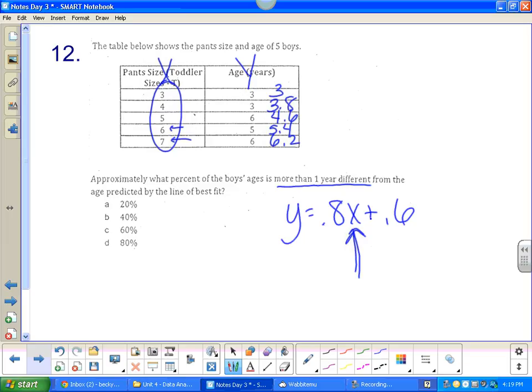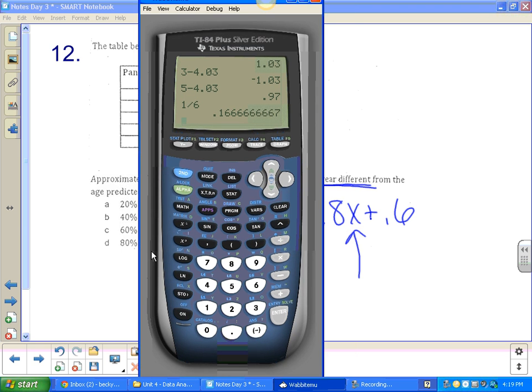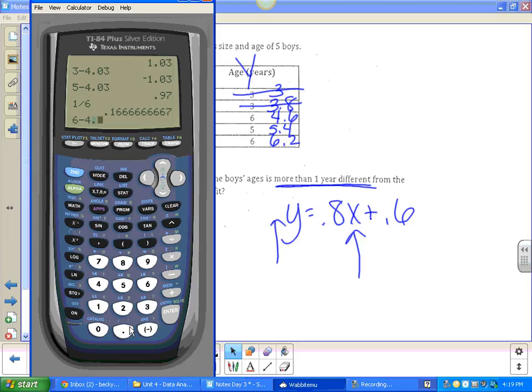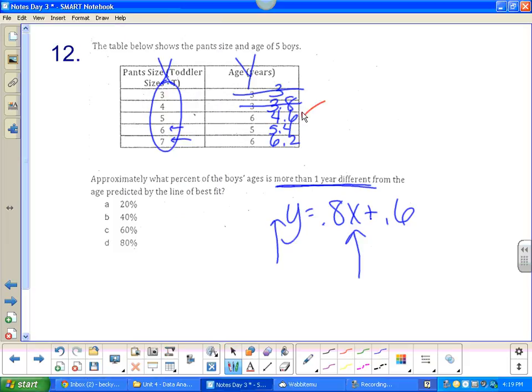So I need the one that has more than a year difference. So that definitely does not. Those are dead on it. This is only going to be a difference of 0.8. Now 6 and a 4.6, the difference here is more than a year. So he's one of mine that works. 5 and a 5.4 is not more than a year, and a 6 and a 6.2 is not more than a year. So I have 1 again that works, but this time it's only out of 5 kids.